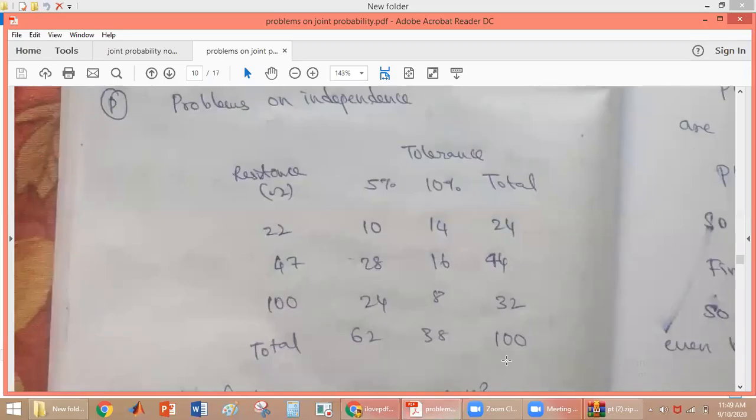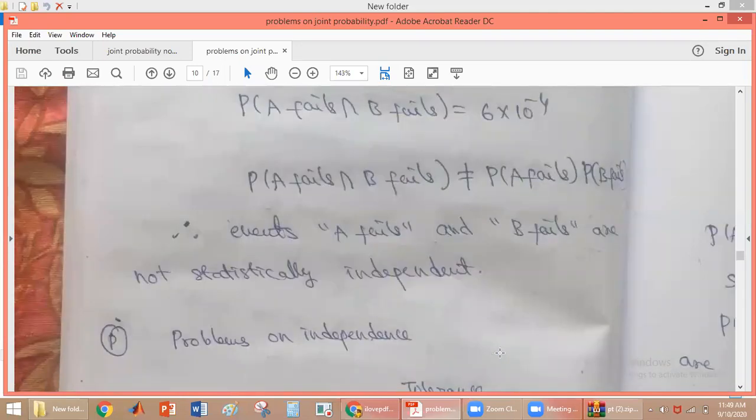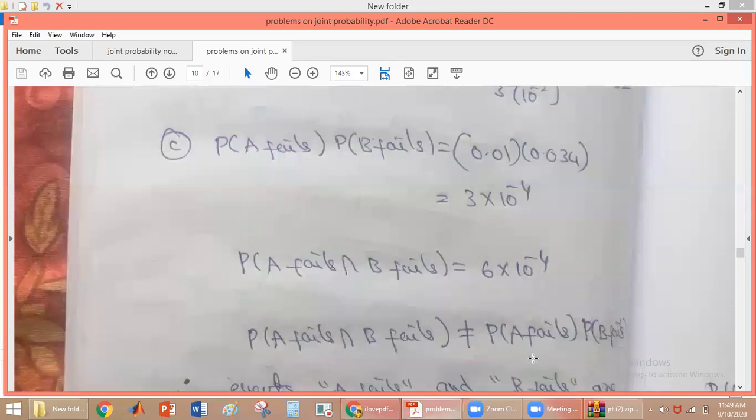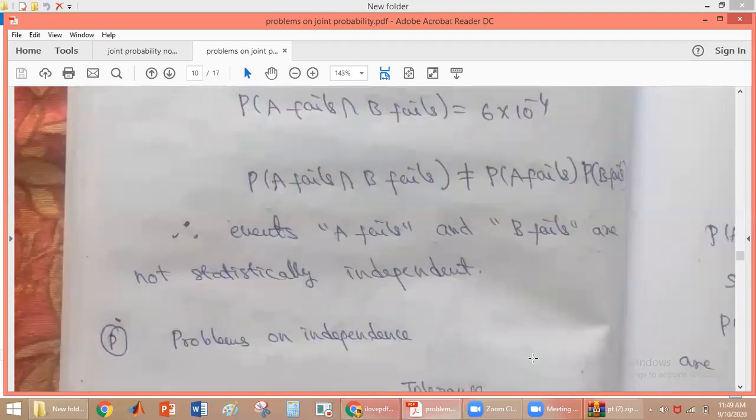Now we'll discuss the problems on independence. Okay. So what is independence? When we want to check whether two events are independent or not, we need to check this condition. Probability of A intersection B should be equal to probability of A into probability of B. Then we say that those two events are independent. Otherwise, those two events are not statistically independent.